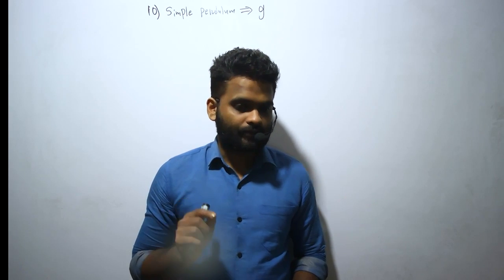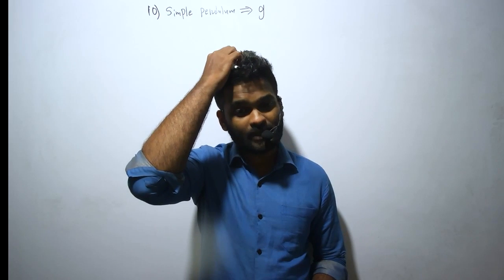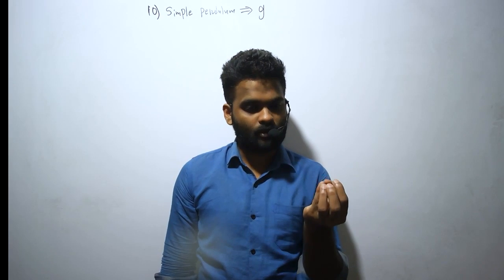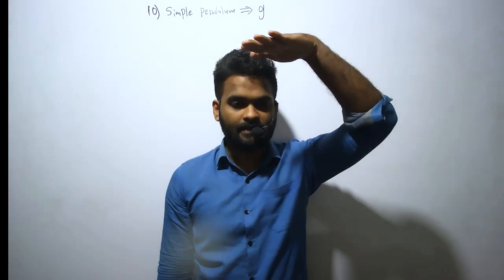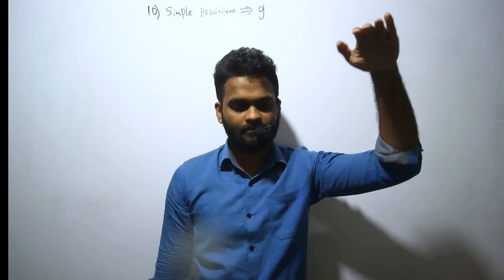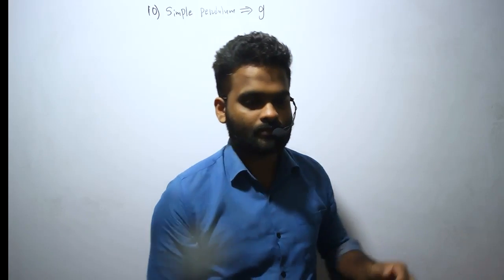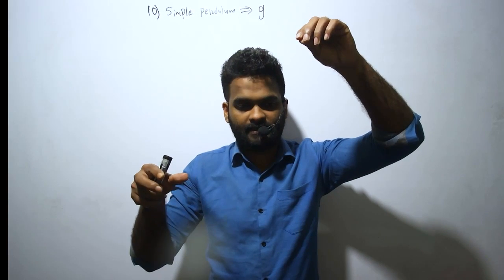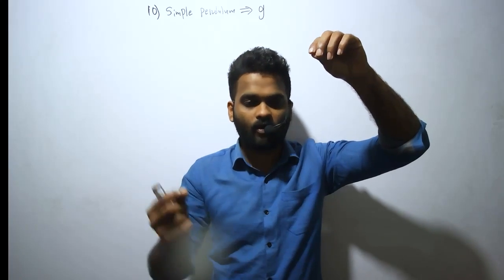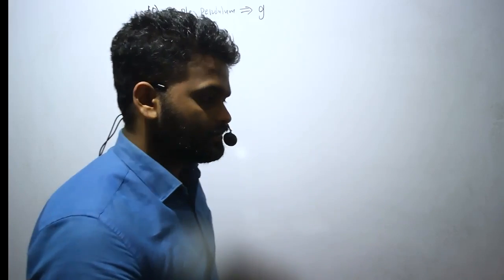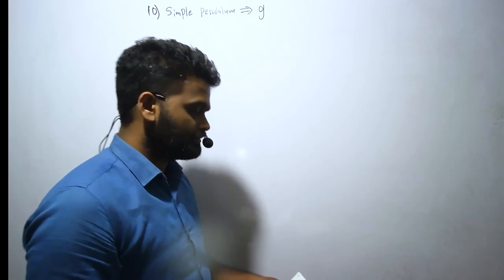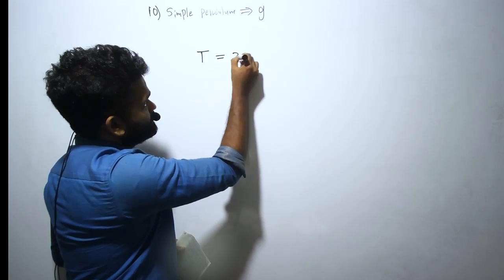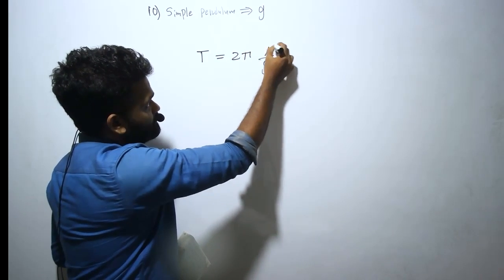I think you referred the notes. You know what a simple pendulum is, right? There's a string and there's a small bob at the end of the string, and the string is hanged to a ceiling or something. Then what do you do? You pull the bob aside, then leave it, right? Then it causes an oscillation. That oscillation has a time period. That time period is found using this equation. T equals 2π√(L/g), right?